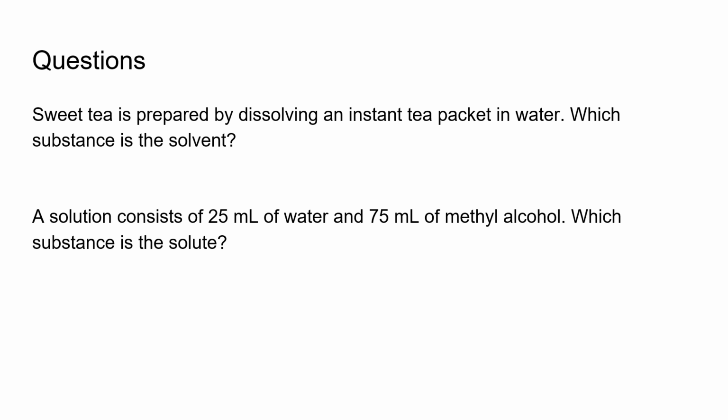So in the first one, when we dissolve an instant tea packet into the water, we're assuming the water is more abundant so that the tea can diffuse into the water. So the more abundant substance is going to be the solvent. Second problem, when we look at the 25 ml of water versus 75 ml of methyl alcohol, the methyl alcohol is more abundant in volume, so that would be the solvent, while the water is the solute.